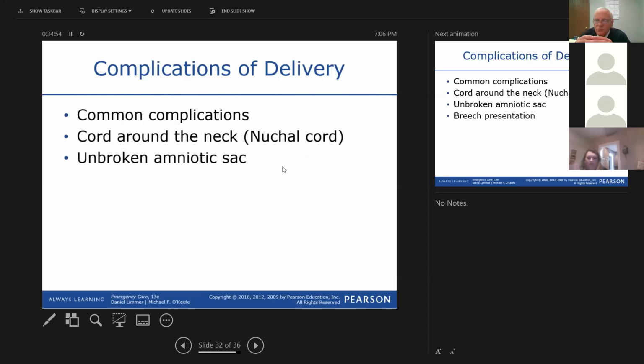Sometimes you'll get there and the presenting part, when you look for crowning, is the amniotic sac. And it looks like a sac, like a fluid-filled sac sticking out. Really simple. Take a 4x4 gauze and tear it. It'll tear, and then you'll get the gush of water. Stand back, okay?